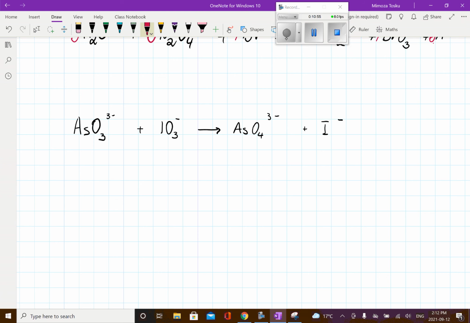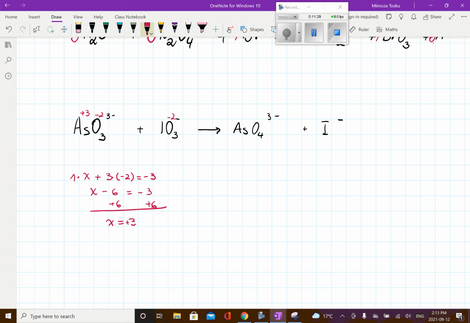So oxygen is -2, and AS we don't know, so 1 times X plus 3 times -2 equals -3. So X minus 6 is equal to -3. Add 6 on both sides. Then X is equal to +3. So +3 for AS.